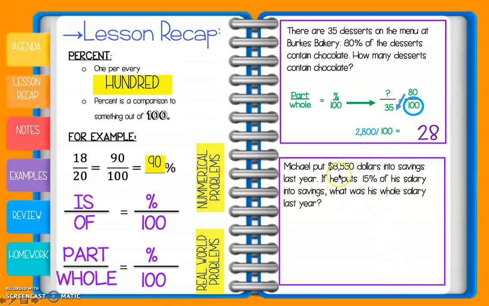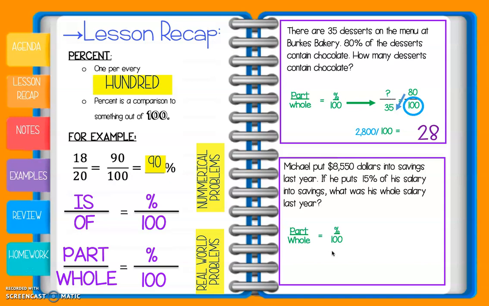It says Michael put $8,550 into his savings last year. If he puts 15% of his salary into savings, what was his whole salary last year? Now, this is a real world problem, so we know we're going to use part over whole equals percent over 100. Remember that this is part of our work. We're going to show this. This is part of our step.